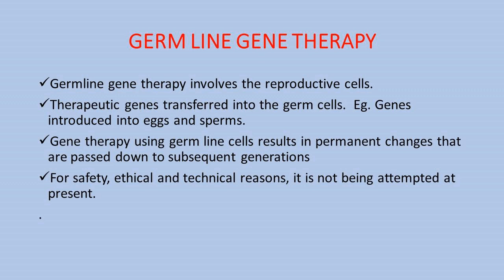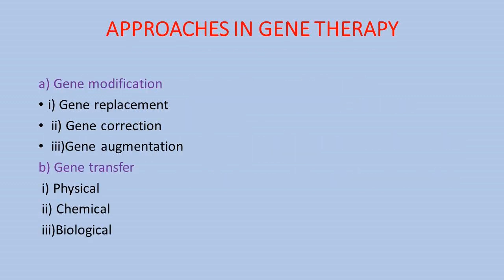So we can distinguish between somatic cell and germline therapy. When therapeutic genes are transferred to somatic cells, that is, non-reproductive cells, it is somatic therapy, and when they are transferred to reproductive cells, it is called germline therapy. The somatic cell line will not pass it on to later generations, but germline changes are heritable and passed on to later generations.